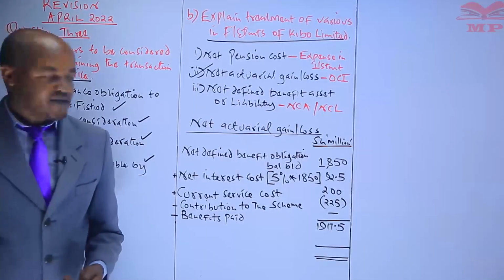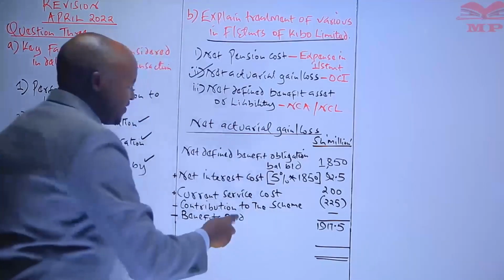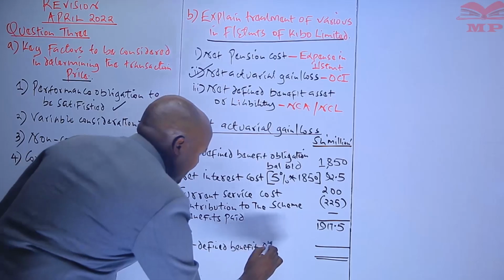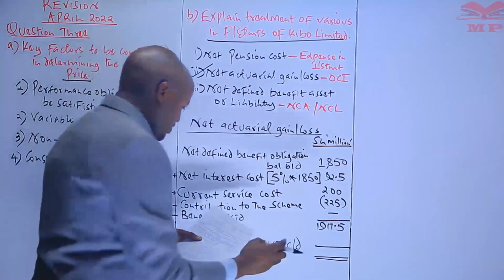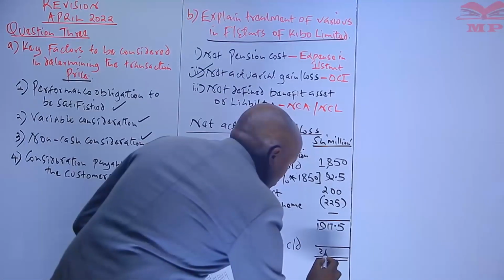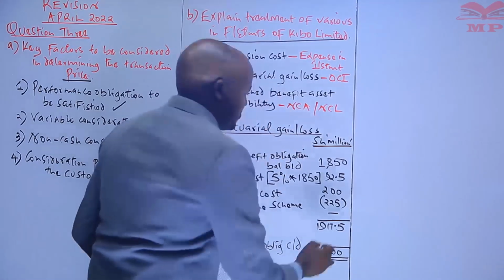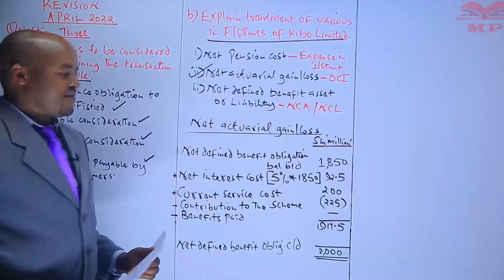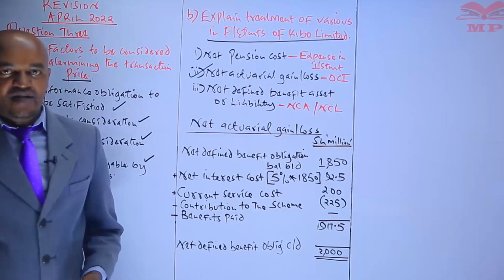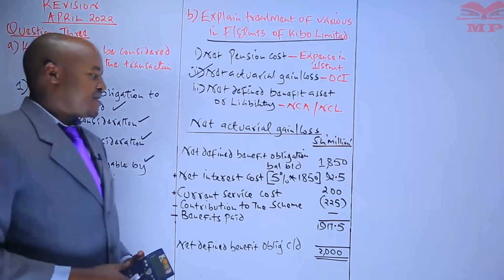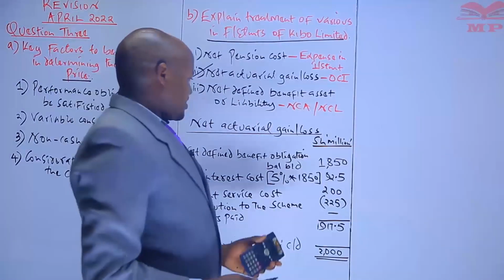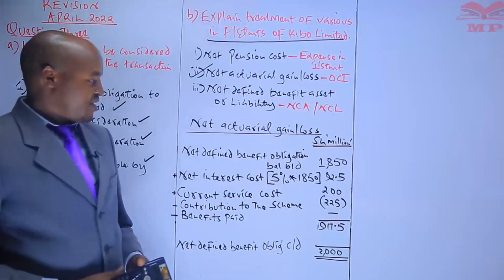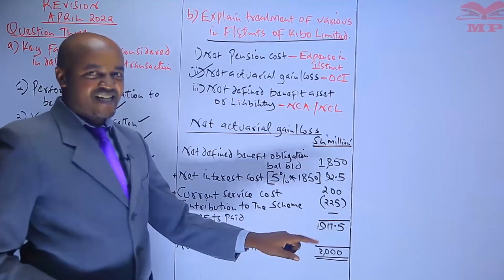Then what we need to do is compare this with the net defined benefit obligation at the end of the year, and this is the amount which you're given as 2,000. Remember that a net defined benefit obligation is essentially a liability. So basically this means the company expected the net defined benefit obligation to be 1970. This is expected.